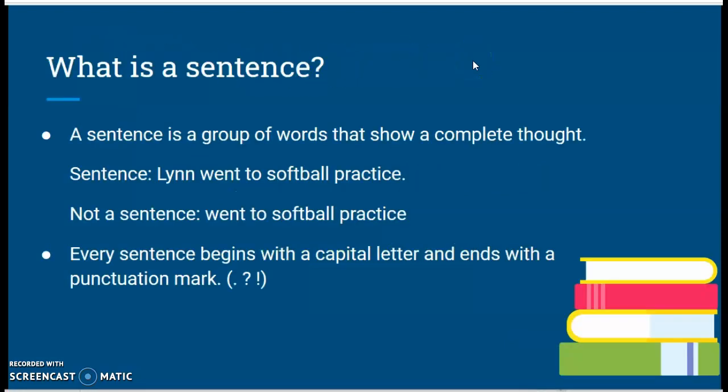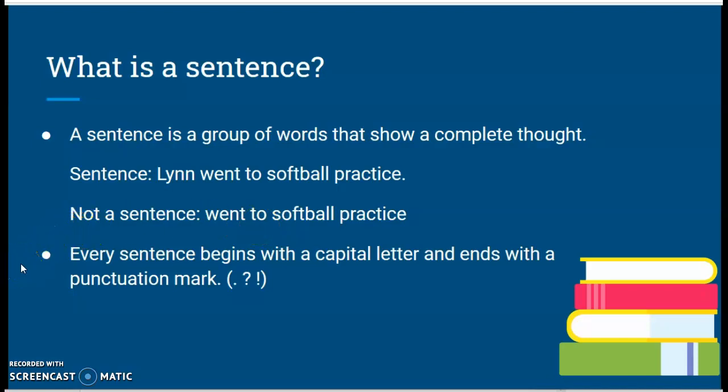First, let's discuss what a sentence is. A sentence is a group of words that show a complete thought. For example, this sentence here says, Lynn went to softball practice. That is a complete sentence. This part right here, went to softball practice, is not a sentence. We don't know who went to softball practice, so that's an example of a sentence fragment.